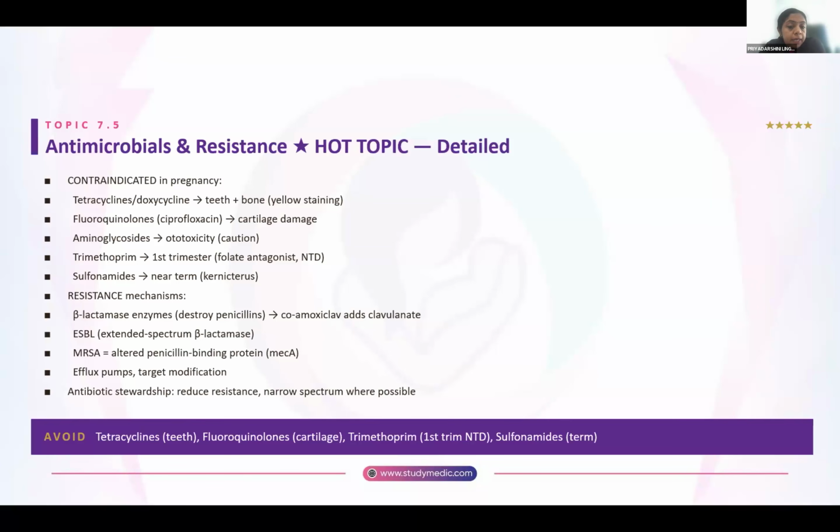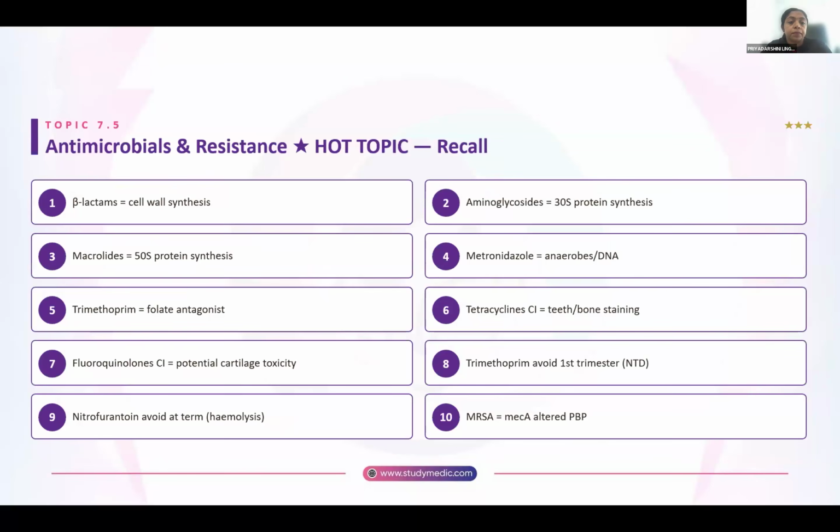Now, coming to the resistant mechanisms, we just saw what kind of beta-lactamase enzymes do. They destroy penicillin. Your ESBL is your extended spectrum beta-lactamase. Again, it causes the same. MRSA causes an alteration in the penicillin binding protein. And efflux pumps, again, there's a modification in this efflux pumps. So how can you avoid this, or what can you do for protection? You use your antibiotic stewardship. That means when you follow the antibiotic stewardship, you're going to reduce the resistance and you narrow the spectrum wherever it is possible.